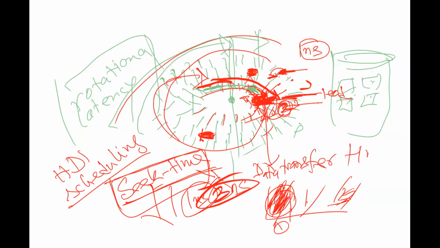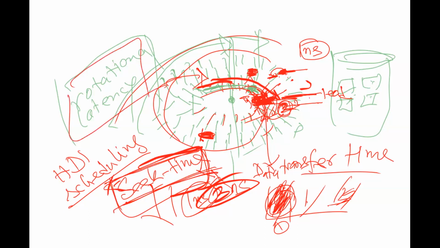Here are three things you need to know. One is called seek time. Seek time is nothing but the time the head takes to change from one track to another track. And rotational latency is the time it takes to bring the target block inside the read write head. This is the rotational latency.